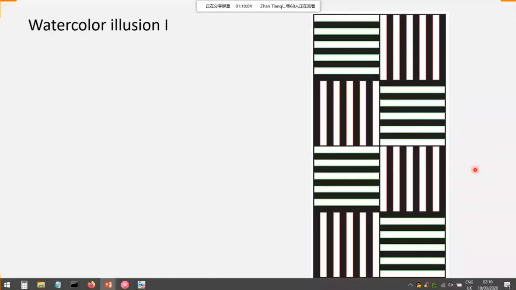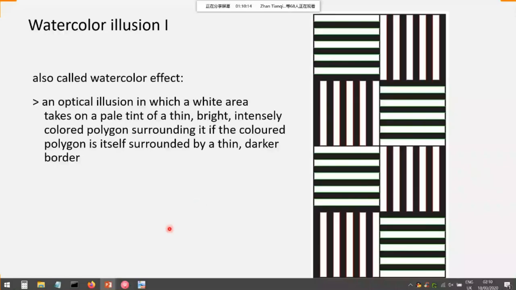Another interesting illusion is the so-called watercolor illusion. And it's interesting, if you take a look here, it's also called a watercolor effect. That is an optical illusion in which a white area takes on a pale tint of a thin, bright, intensely colored polygon surrounding it, if the colored polygon is itself surrounded by a thin, darker border. What is meant here is that you see here white, black, white, black, but if you take a closer look, there are thin green lines here, and here are thin red lines. So the horizontal ones are thin green lines added, and the vertical ones thin red lines.